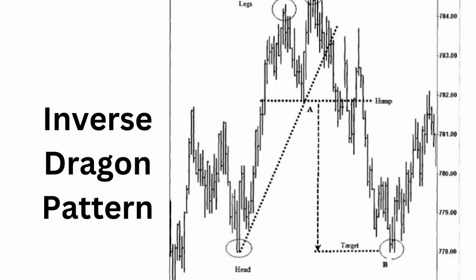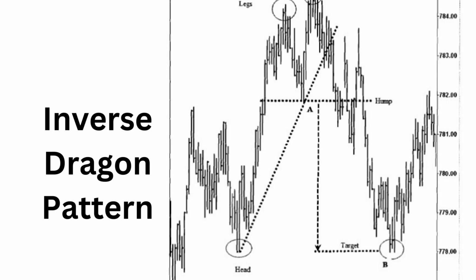When you flip the dragon pattern upside down, you will get the inverse dragon pattern. The trading rules of the inverse dragon pattern are similar to those of the dragon pattern. The inverse dragon pattern forms rarely, but it is a very reliable pattern. It starts with a head, hump and two legs, inverted. The hump area is usually at 38% to 50% of the range between the head and the first leg.